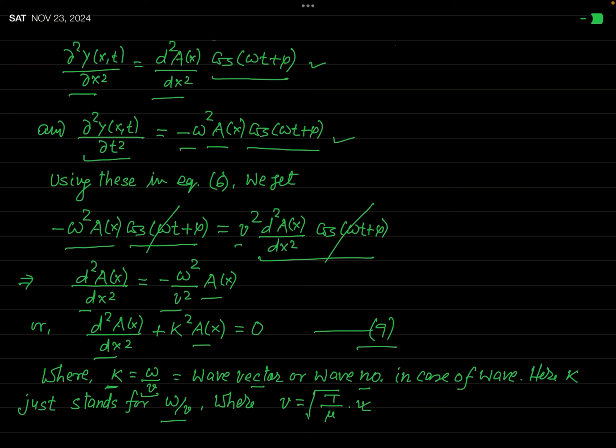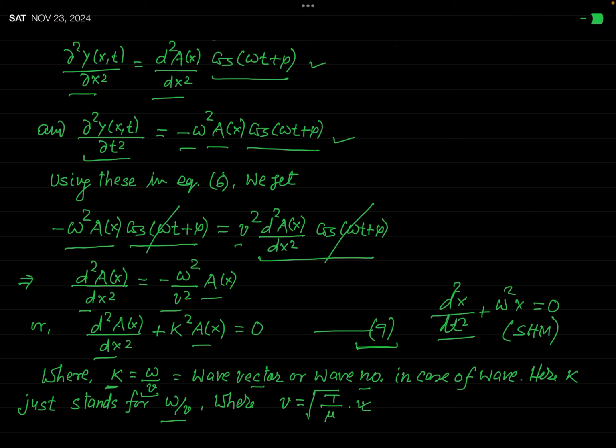You will see this fact some time later. And when you compare this equation 9 with the well-known equation of SHM, d²x/dt² + ω²x = 0, this is the well-known differential equation of SHM. You can see equation 9 has the same form as that of the equation of SHM.